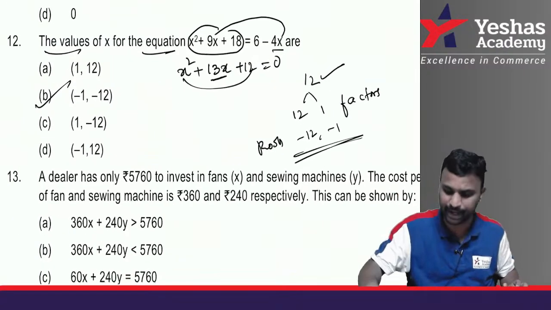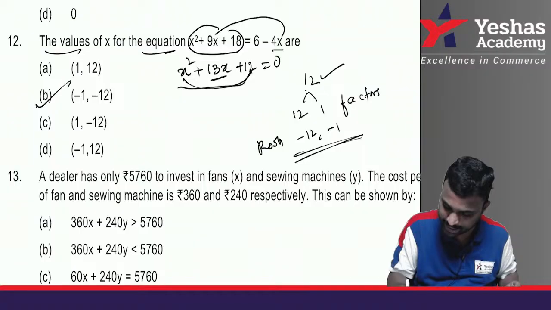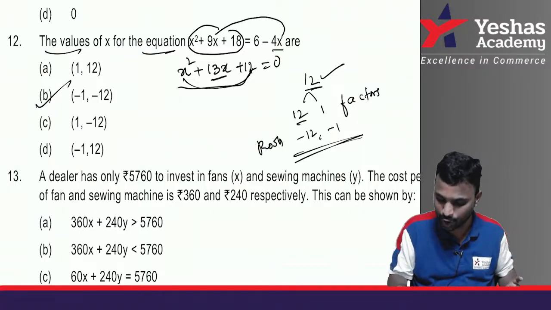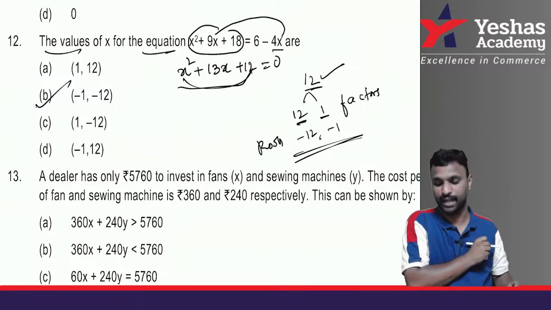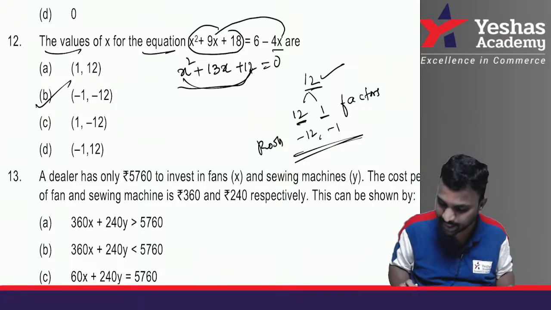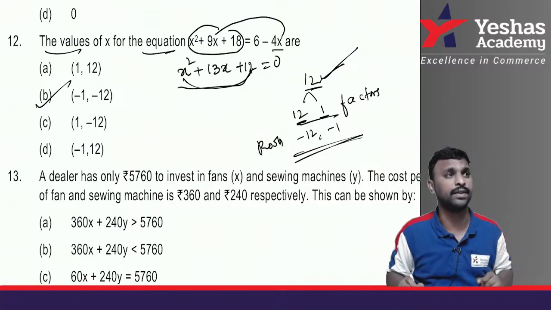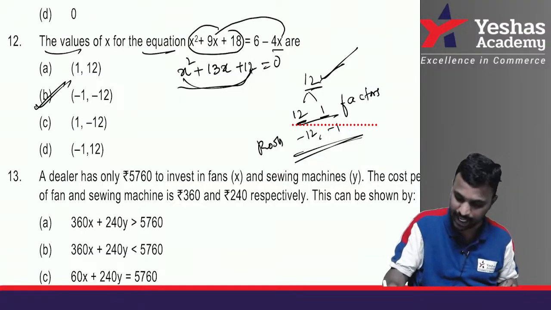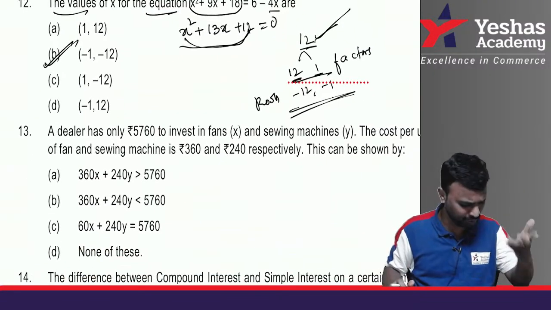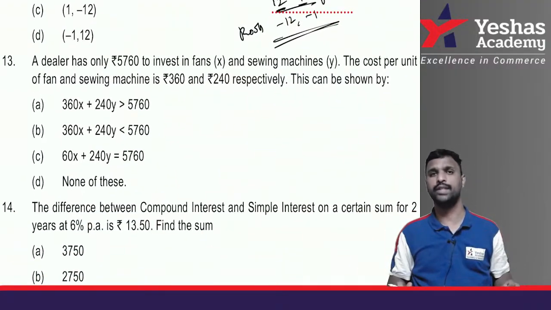Is this clear, everybody? We got the product as 12. So the factors are going to be 12 and 1, because 12 plus 1 only gives you 13, and 12 into 1 gives you 12. Therefore, the factors are 12 and 1. The roots are going to be minus 12 and minus 1. Option B is the right answer. Of course, you can solve this question by option hitting method as well. Moving on to the next question.